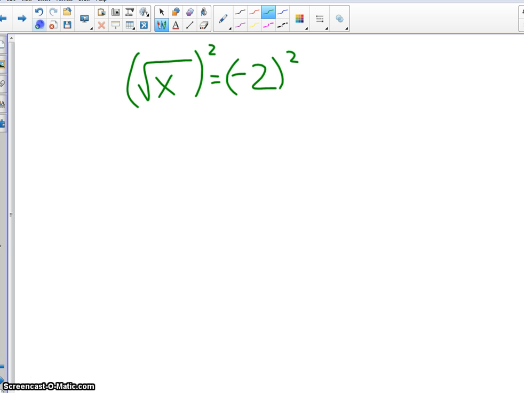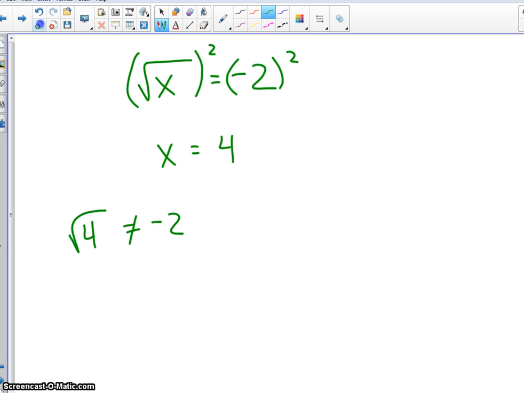So you square the square root, you're going to end up with x, right? So you get x on this side, you get 4. Well, if I take the square root of 4, you'll notice it's not equal to negative 2.